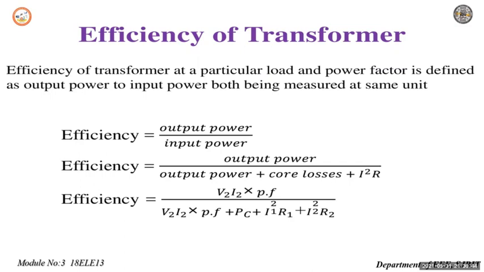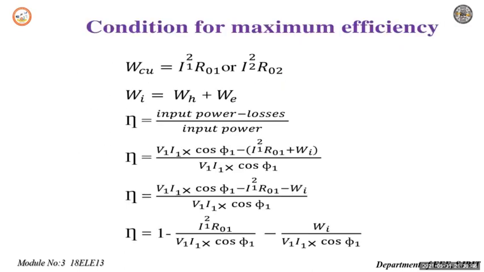Now, condition for maximum efficiency. What is the condition for maximum efficiency? The load current at which the efficiency attains maximum value is denoted as I2, and maximum efficiency is denoted as efficiency max. The efficiency is a function of load, that is, load current I2, assuming cos phi2 constant. The secondary terminal voltage V2 is also assumed constant.